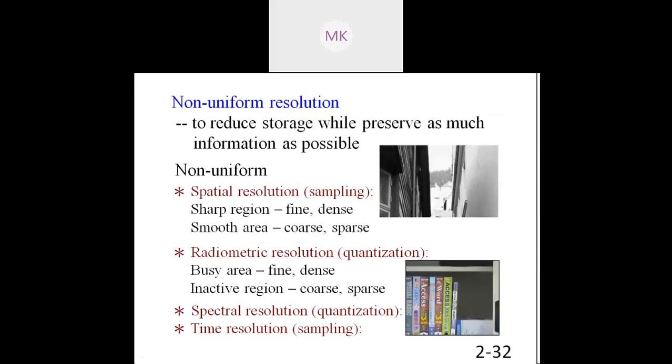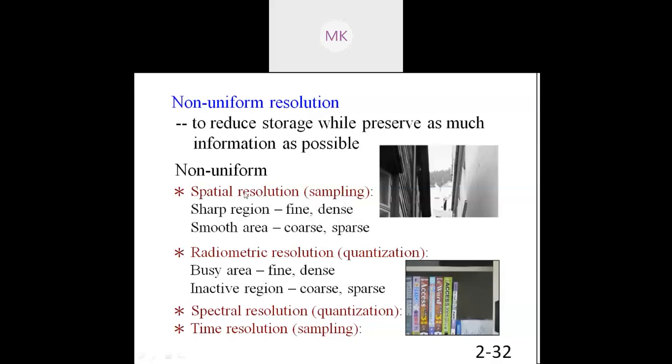Next is non-uniform resolution, where the number of pixels is assigned non-uniformly. It is used to reduce the storage while preserving as much information as possible. Two types of resolutions come under non-uniform. First is spatial resolution, second is radiometric resolution. In case of spatial resolution, we assign fine and dense. Fine means the number of pixels is less, dense means the number of pixels is more.